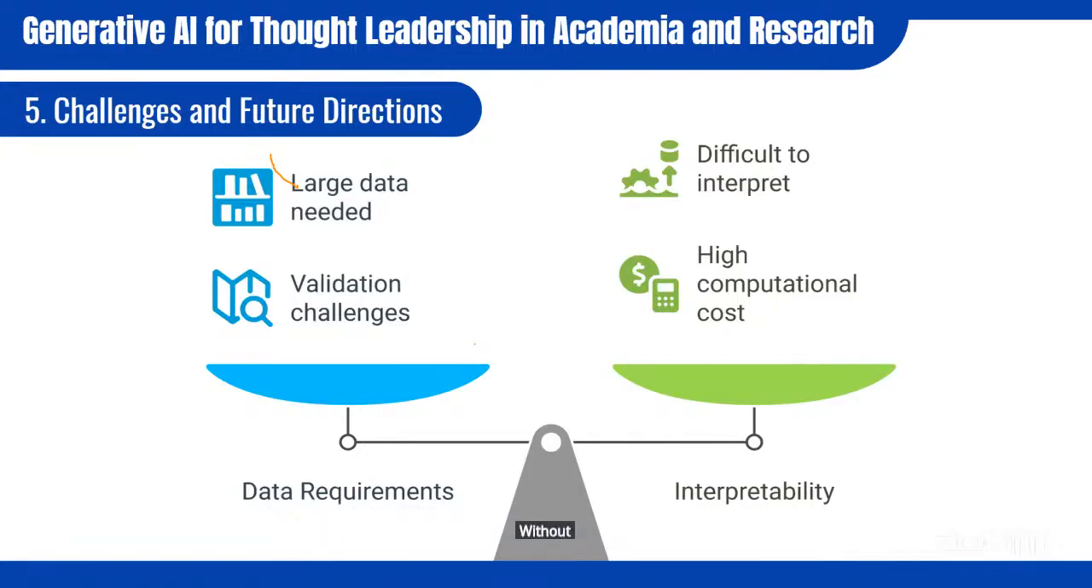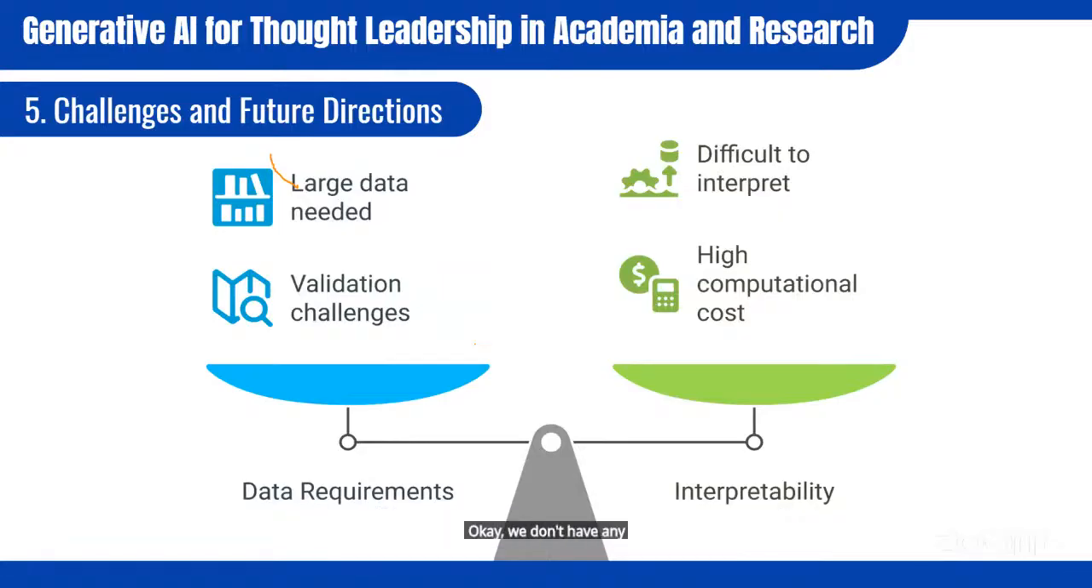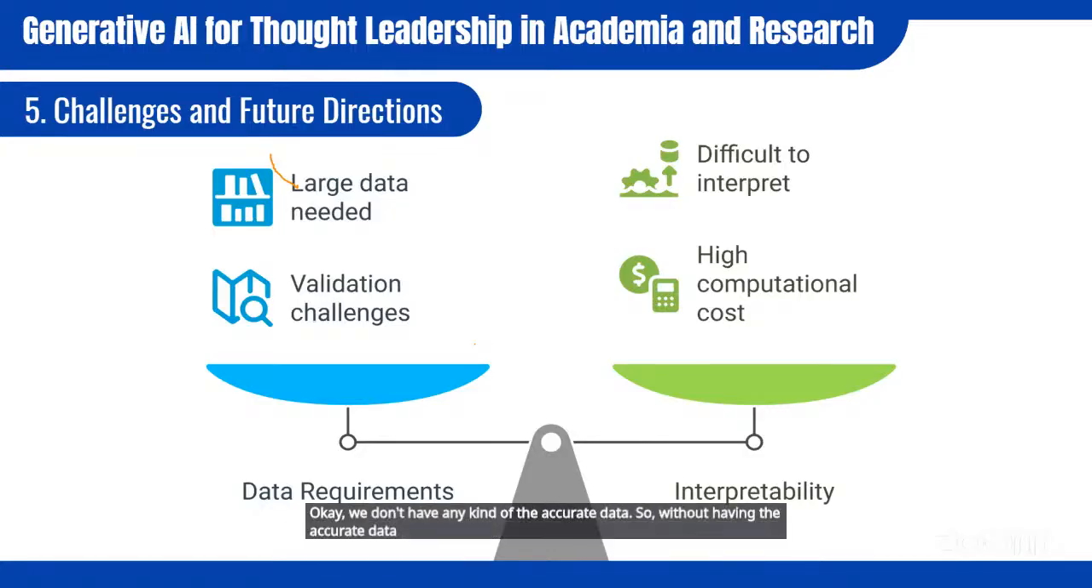Without data, we are not able to develop any generative AI model. The generative model typically requires a large amount of data to train effectively. And this is a very big challenge, specifically in India. We don't have any kind of accurate data, so without accurate data, we are not able to develop an accurate machine.